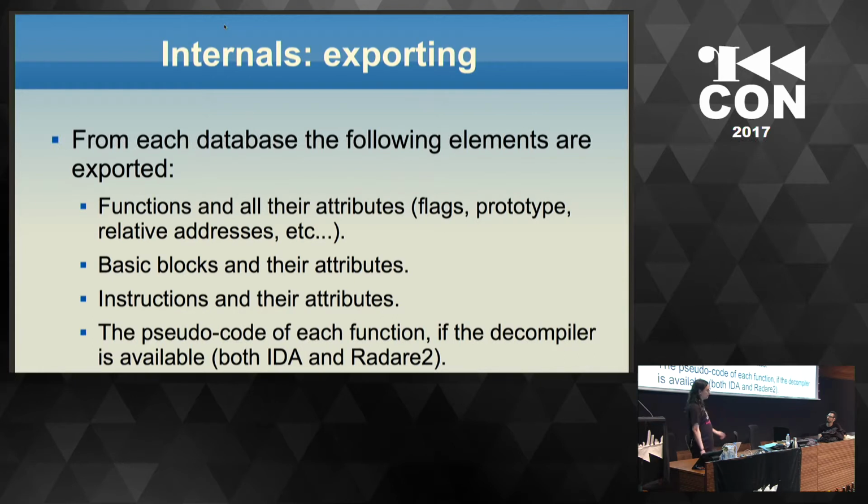So how does it work? When we are talking about exporting, it is reading each function in the database, and then all their attributes like the flags, the prototype, relative addresses, number of basic blocks, edges, and so on are recorded. All basic blocks and their attributes, the instructions and the relative attributes of each instruction, and many other data, like for example the pseudocode or the AST, abstract syntax tree, in case you have the decompiler, of each function, etc.